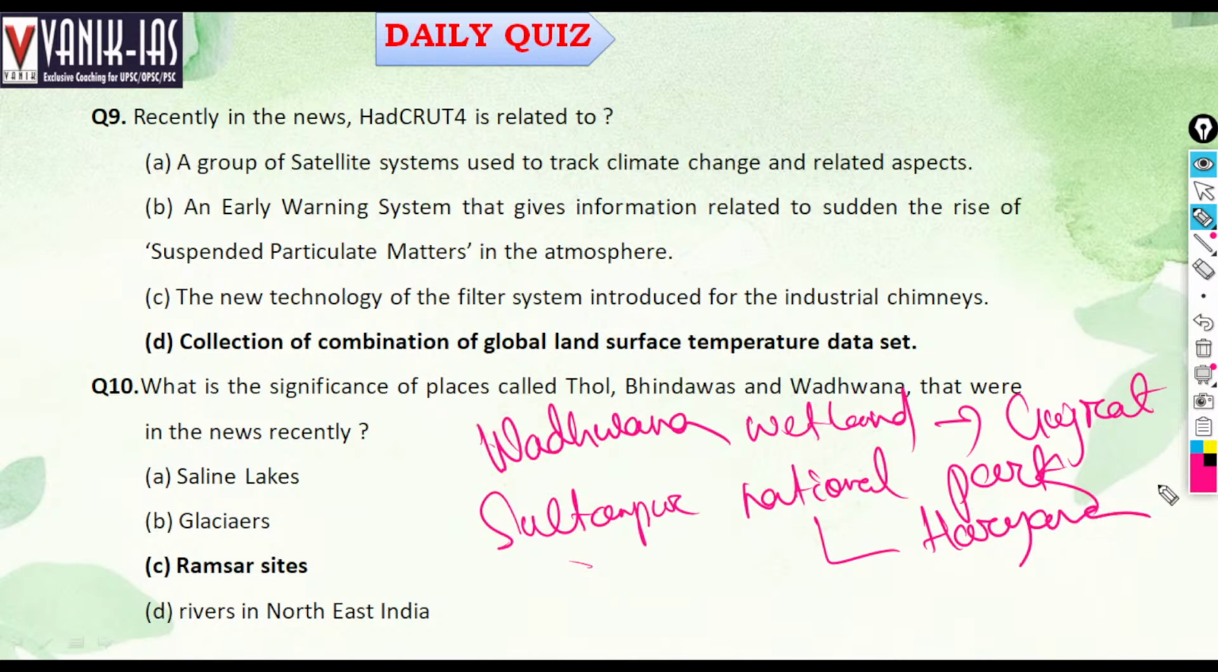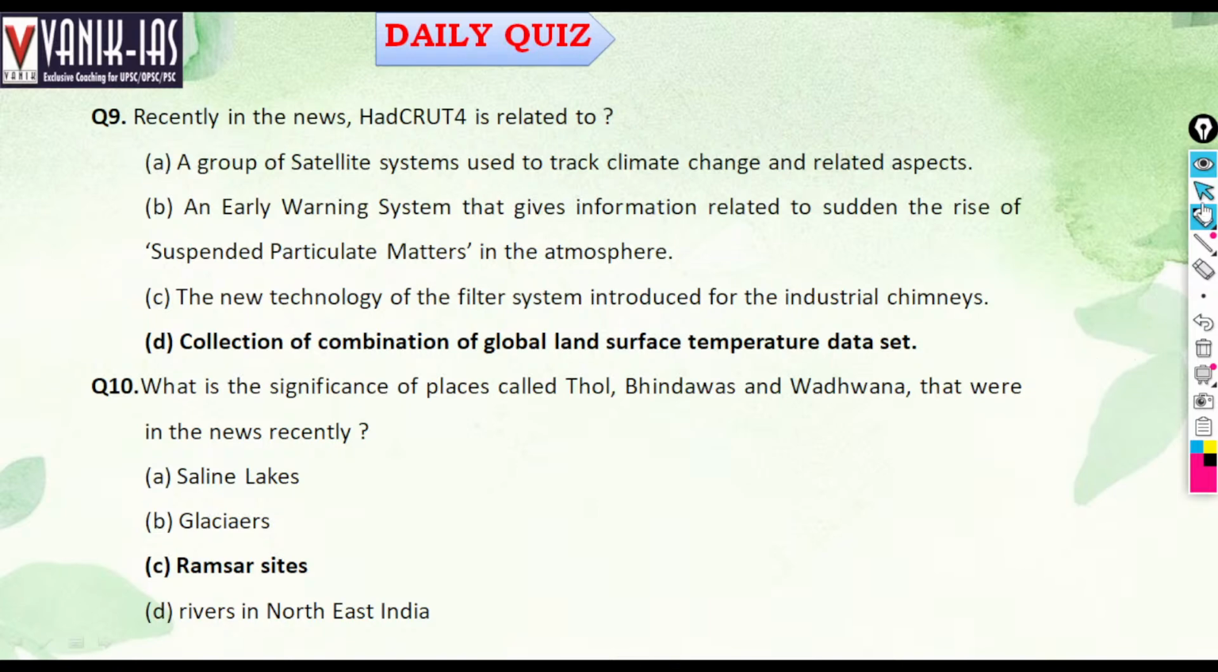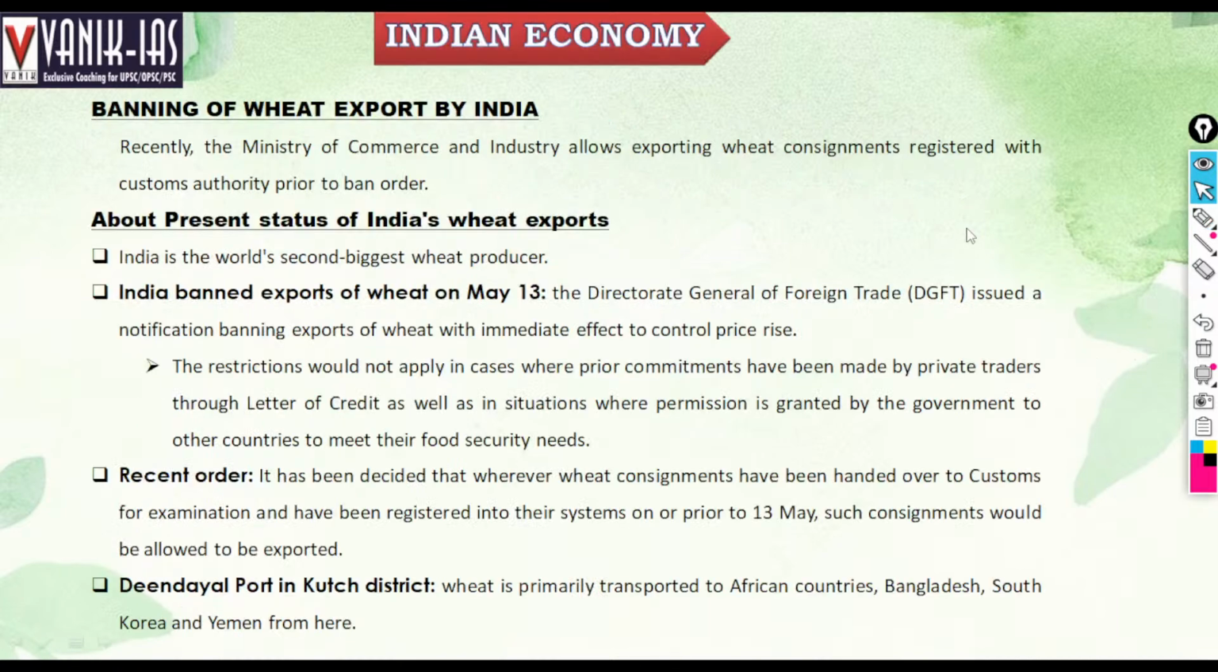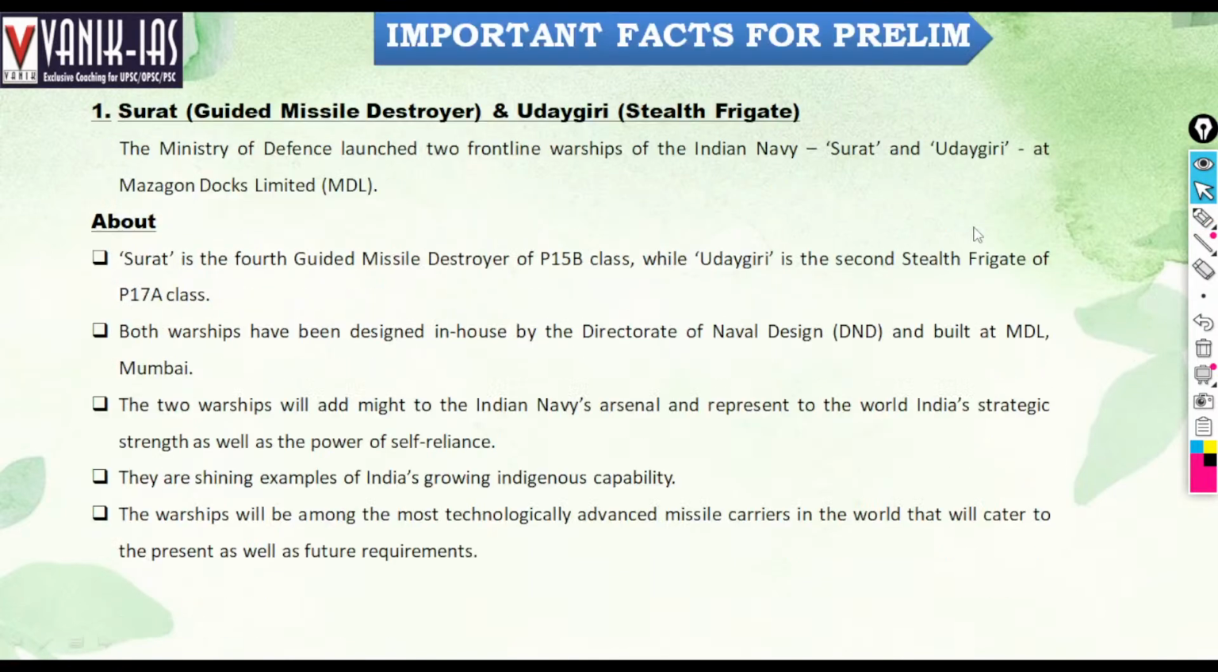So Sultanpur in Haryana. Wadhvana wetland is from Gujarat. Then Bhindawas Wildlife Sanctuary is in Haryana. Then Thol Lake is in Gujarat. They are declared Ramsar sites. Right. So C is the answer, the combination of global land surface temperature data sets. So we'll discuss some prelim facts.